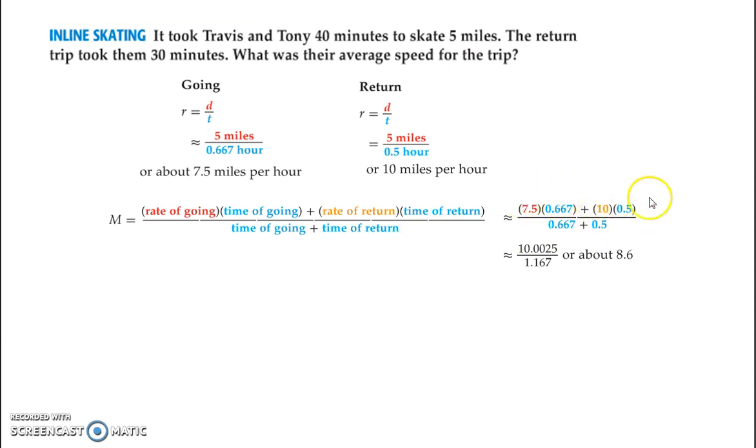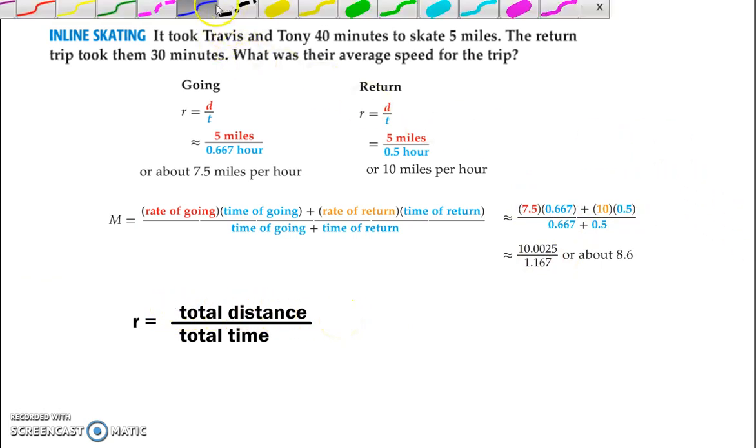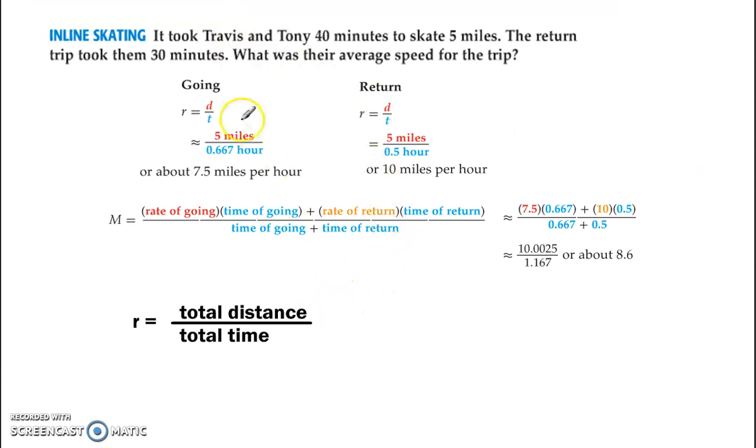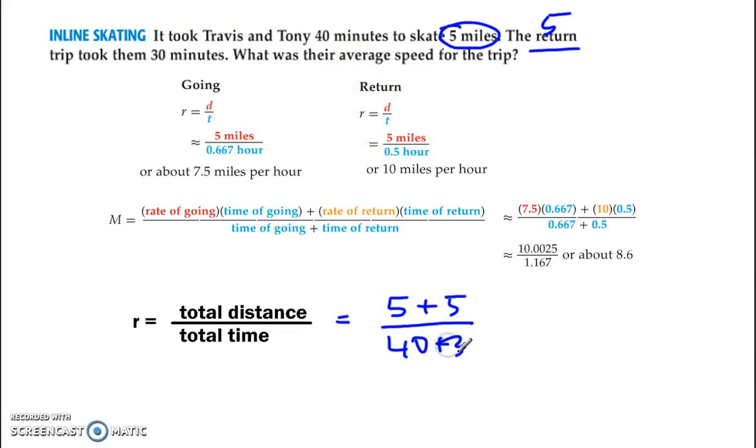There's another way you can work this out, and that is to just take the total distance. Sometimes this works, so we can figure out the total distance divided by the total time. Their total distance: they went 5 miles there, and the return is also 5 miles. So 5 plus 5, going and returning, over the total time, 40 plus 30. It's probably a whole lot easier for you to do it this way around, divided by 70.